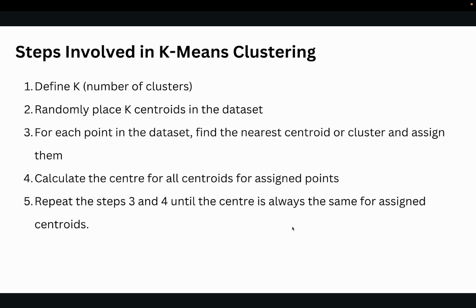The overall k-means clustering algorithm is divided into five steps. First one is defining k, or the number of clusters. Second is randomly placing the k centroids in the dataset. Third, for each point in the dataset, we need to find the nearest centroid or cluster and assign them. In the fourth step, we will calculate the center for all the centroids and reassign the center. In the fifth step, we will repeat steps 3 and 4 until the algorithm is finished and we find our final clusters.